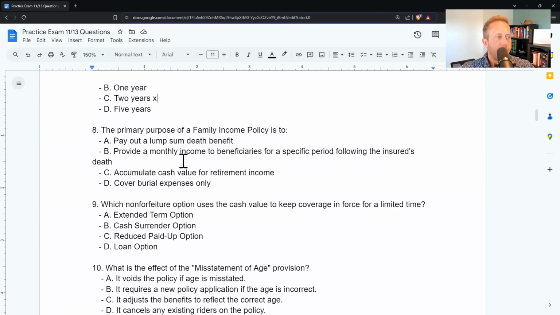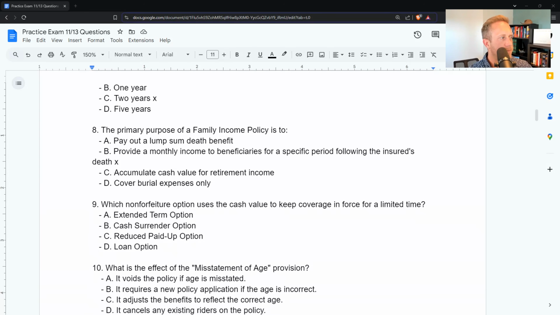Next, what is the primary purpose of a family income policy? Is it to pay out a lump sum death benefit, provide a monthly income to beneficiaries for a specified period following the insured's death? Is it to accumulate cash value for retirement, or cover burial expenses only? The correct answer is B. To provide a monthly income to beneficiaries. A family income policy provides monthly income for a set period following the insured's death. Okay?